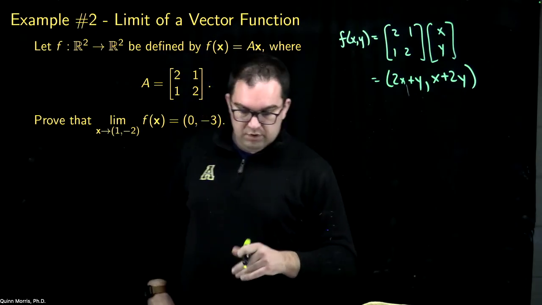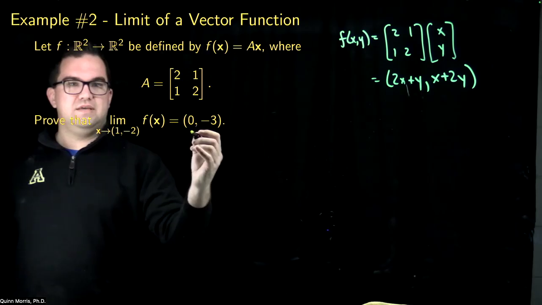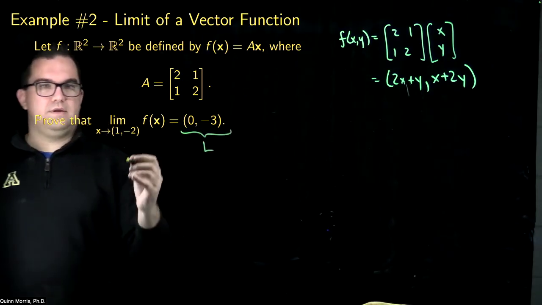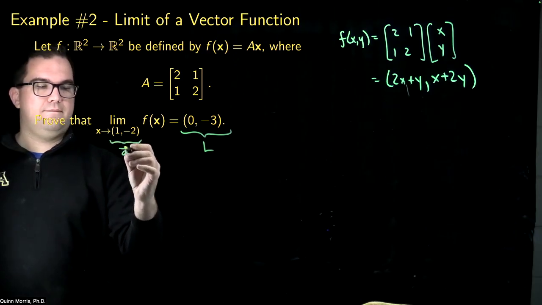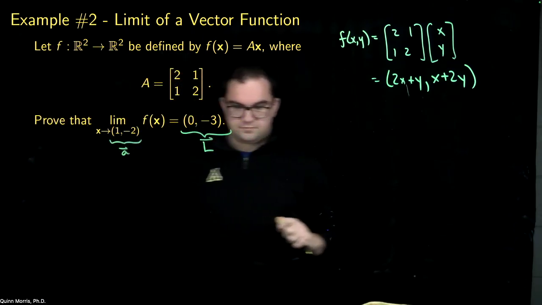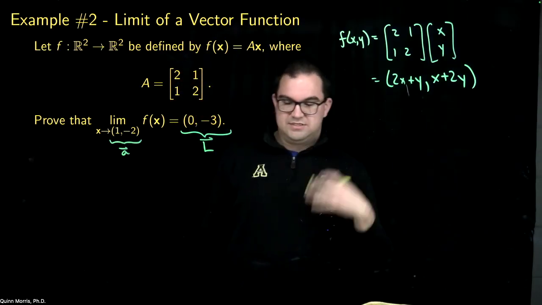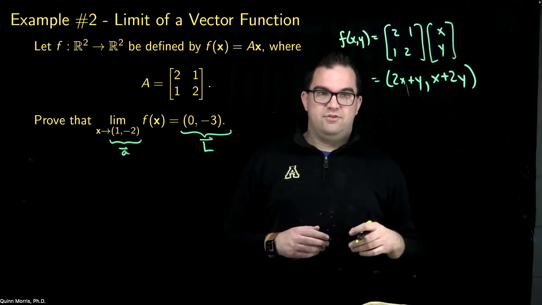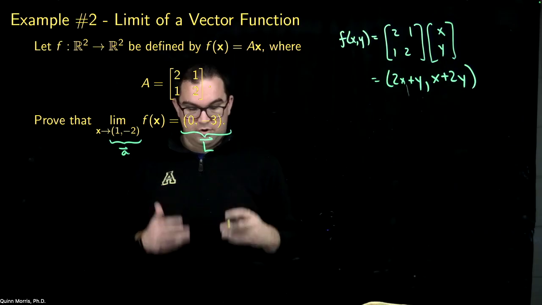Okay. So, if we want to prove this limit, this is like my L, right? And this is like my A. These are both vectors. Okay. All right. And so same thing. I need to show that for every epsilon, there exists a delta such that when the norm of x minus A is less than delta, I have the norm of f of x minus L being less than epsilon. Okay.